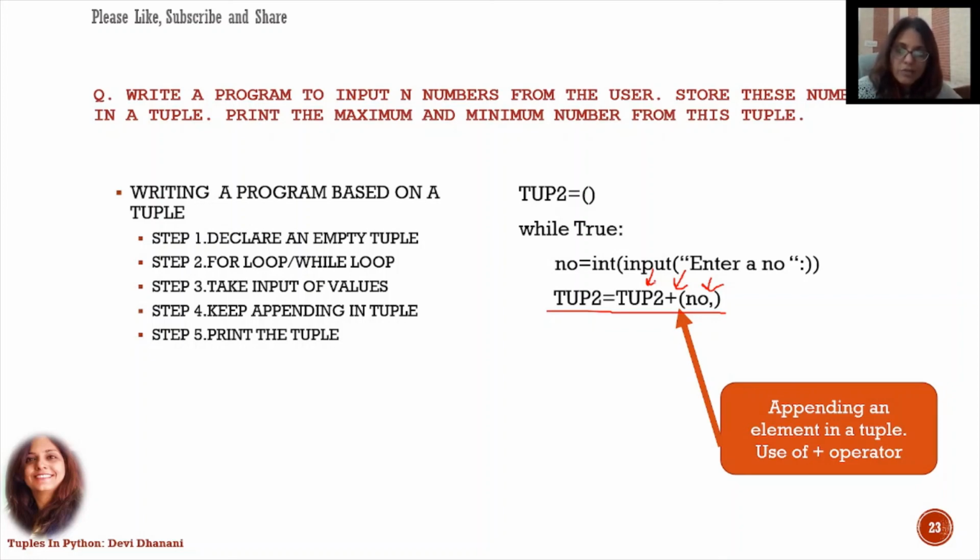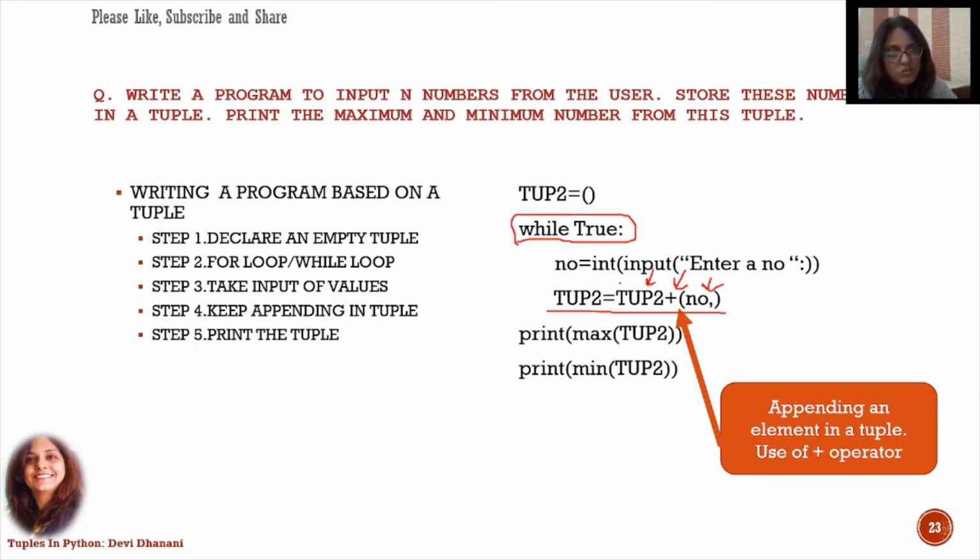Once I have taken the input of all values, I need to use the max and the min function over here to find out the largest and the smallest value. Now herein we need to understand one thing, children, that this loop will become an infinite loop. So somehow this loop is to be terminated, right? That also we have to keep in mind.